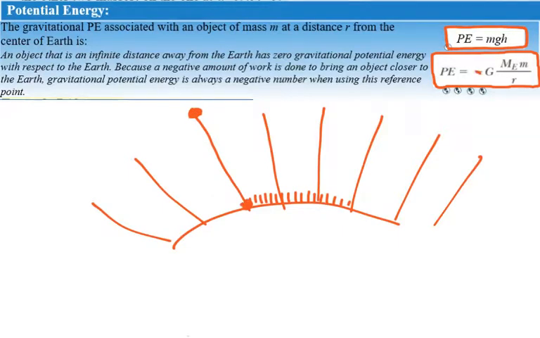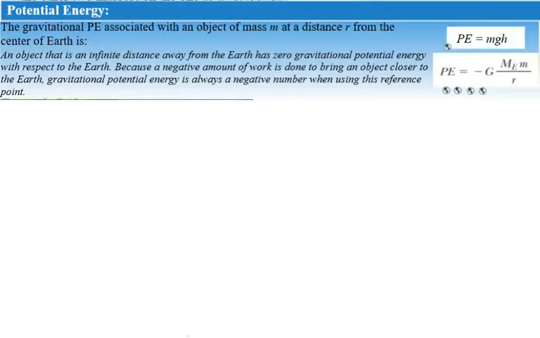So we have to use the new formula for potential energy when we look at the object farther away from the planet. Because your g, your acceleration due to gravity farther away from the planet, is not the same as it is close to the planet. So that's where this gravitational constant, or universal gravitational constant, is appearing.